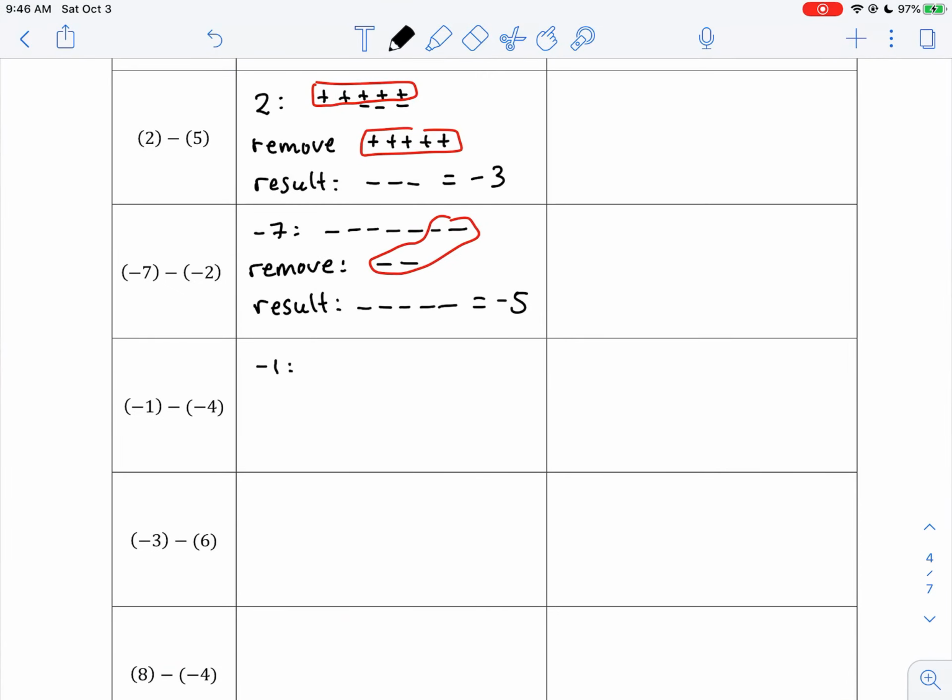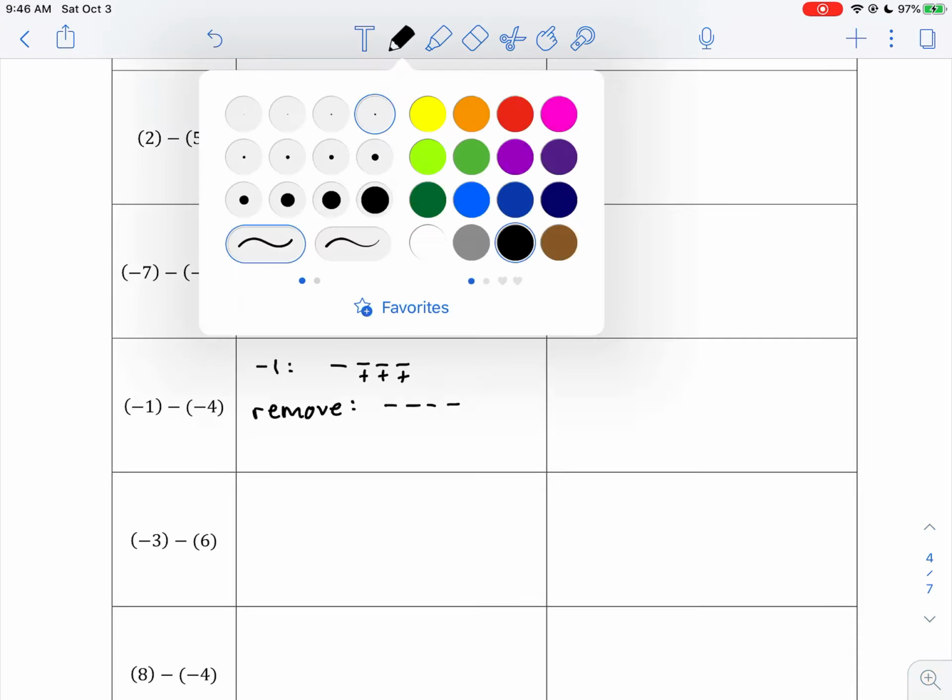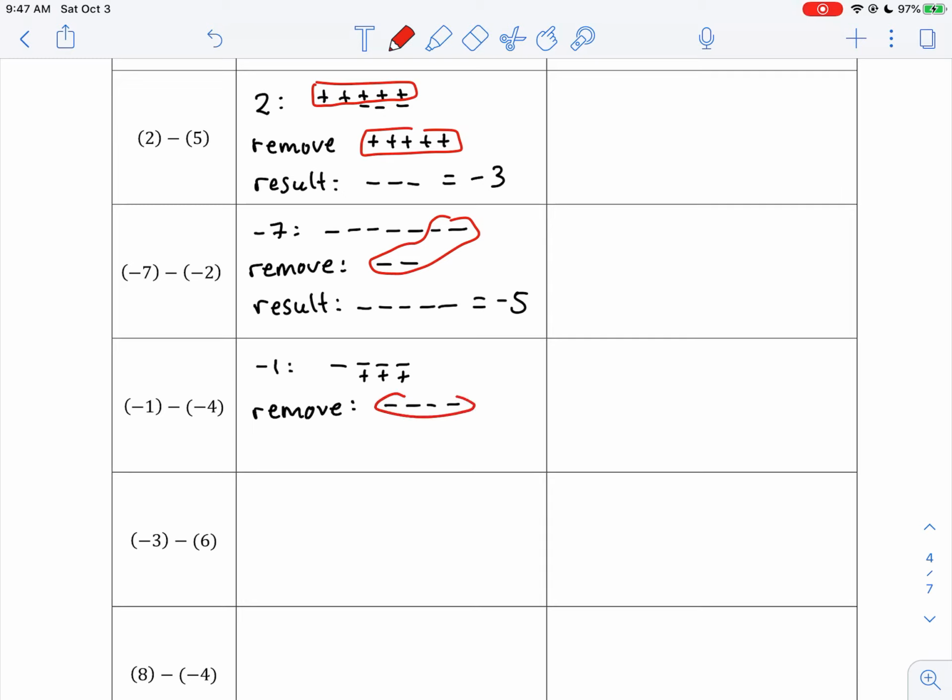All right, so our work here would be, okay, a representation for -1 is just a negative sign, but I want to remove from that 4 negative signs. Well, I only have 1 to start, so put the 0 pairings on there. Okay, so this is still a -1, and now I'm in a position where I can remove 4 negative signs. So I'm going to remove those 4, which corresponds to those 4.